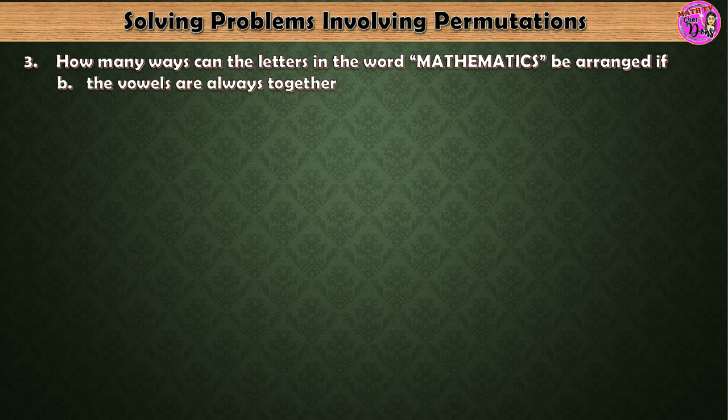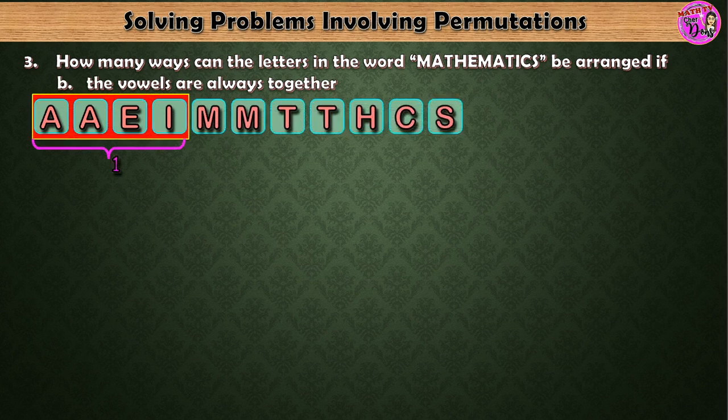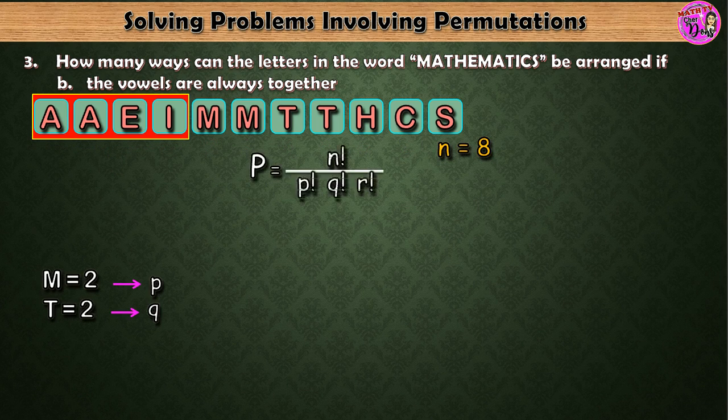For letter B, the vowels are always together. We have A, E, I, M, M, T, T, H, C, S. We will group the vowels and count it as 1. Then 2, 3, 4, 5, 6, 7, 8. The value of n is 8. We have 2 M, that's your p, 2 T, that's your q. Our formula is equal to n factorial divided by p factorial times q factorial. Substituting the values, 8 factorial divided by 2 factorial times 2 factorial.